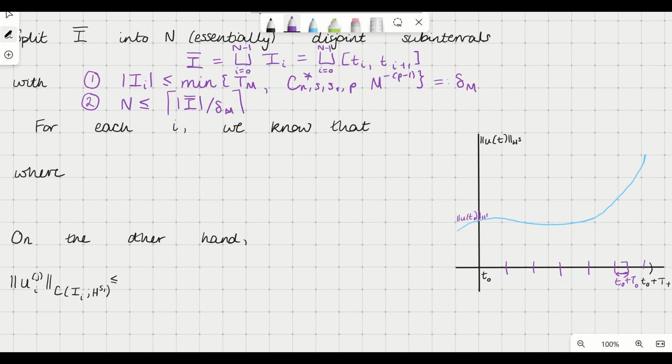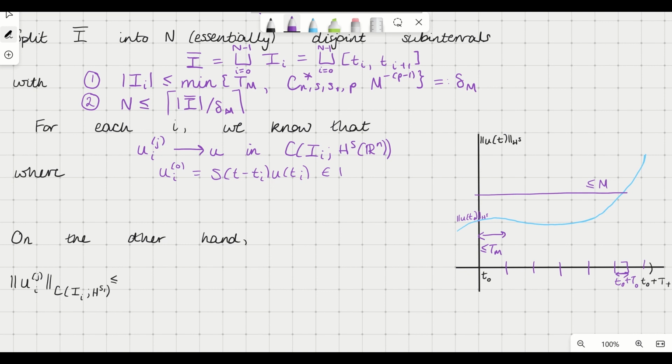Now, since the width of all these intervals was at most T_m, and we know that the norm of the solution is bounded by m on all the intervals, we in fact have that the iterates u_i^j converge to u in C(I_i, H^s), where u_i^j are the iterates with starting points t_i. So u_i^0 is S(t minus t_i) u(t_i), which you can check lies in B_{2m}(I_i), and u_i^j is then going to be phi of u_i^{j-1} starting at time t_i.